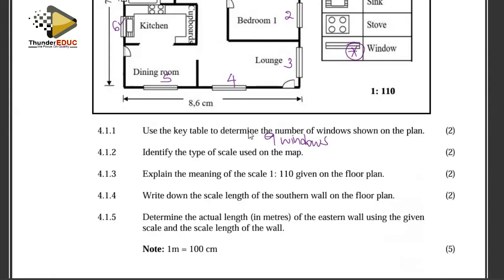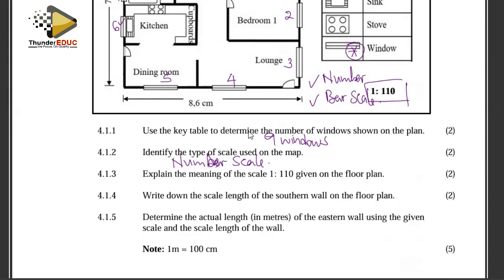Identify the type of scale used on this map. This is the scale. Remember, we only have 2 scales. We have what we call the number scale and the bar scale. So the number scale, identify the type of scale that is, so here this one's called the number scale. Explain the meaning of the scale 1 is to 110.